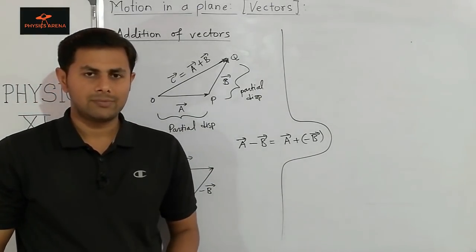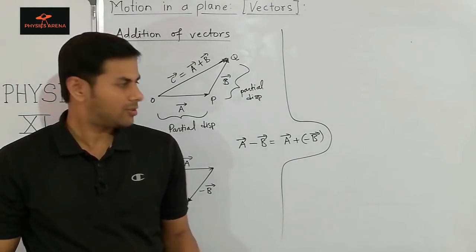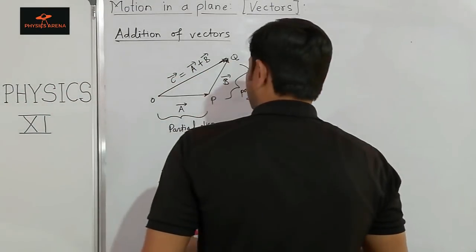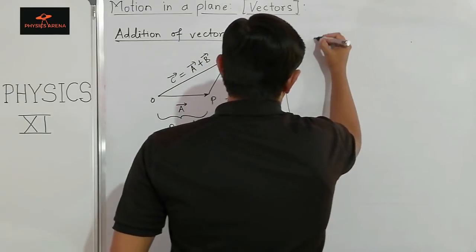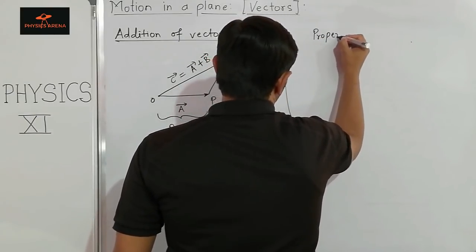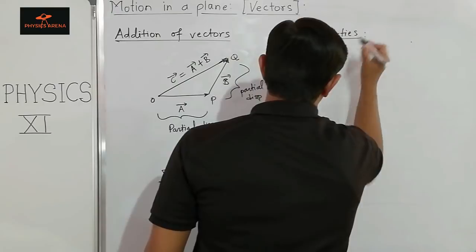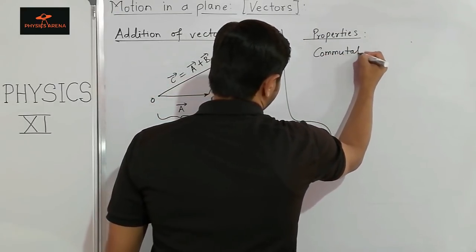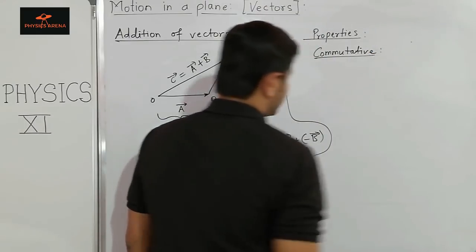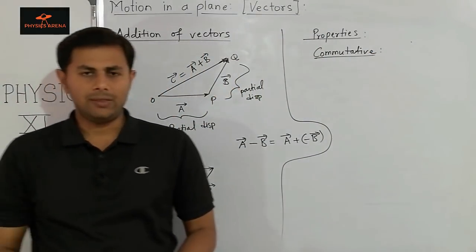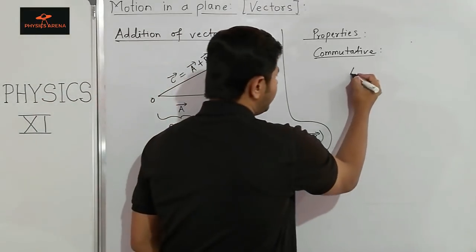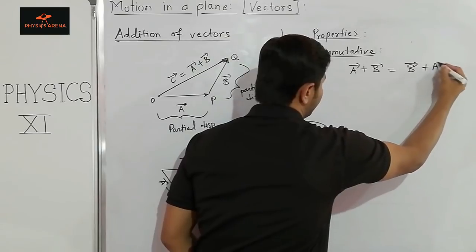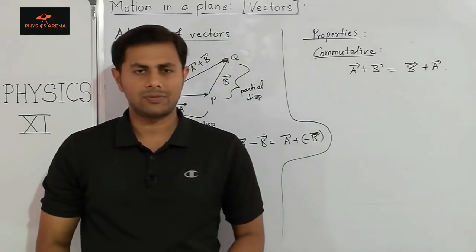Okay, so now let's see some properties of this vector addition. First property is that this addition is commutative. And what does commutative mean? So a bar plus b bar equals b bar plus a bar. This is commutative.